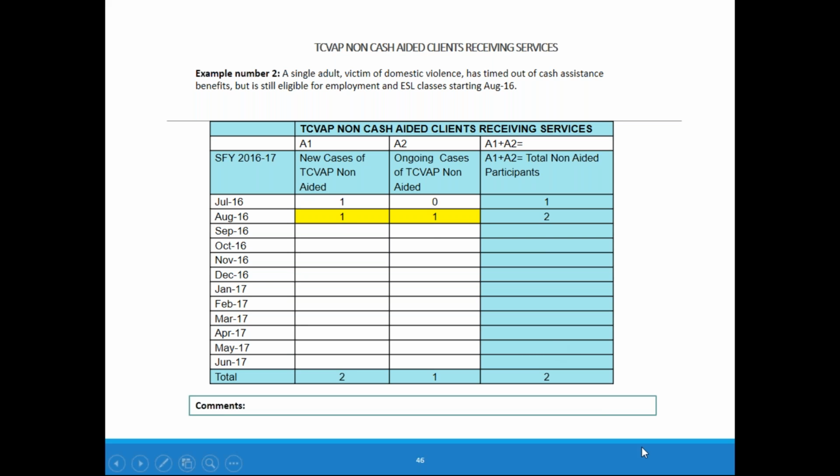Example number 3. A family of 2 adults and 3 children become eligible for TCVAP T visa or U visa in September 2016. However, the family does not meet the income eligibility requirements, but is eligible for Medi-Cal and ESL classes. This information will be entered in the September 16 row. On column A1, enter 1 to count for 1 case, and on column A2, enter 2 that totals the number of ongoing cases from previous months.